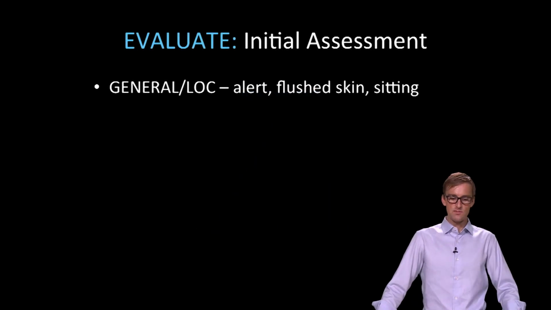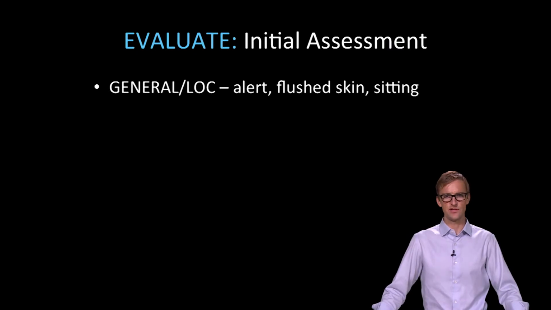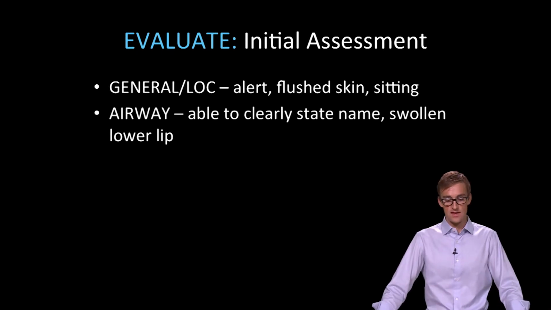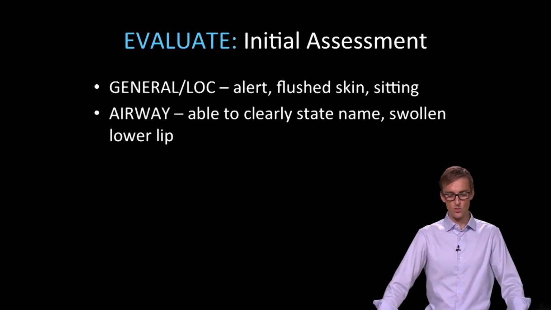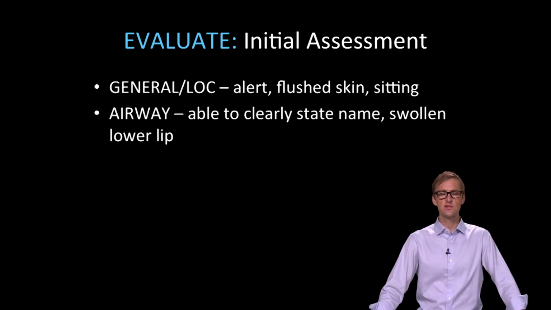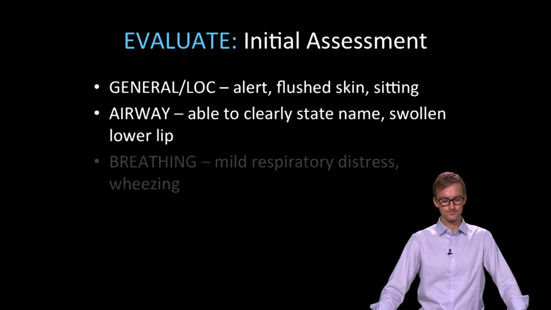So our evaluation begins with assessment of his general appearance and with his level of consciousness. We will then quickly move on to assessment of the A, B's, and C's, intervening wherever abnormalities are found. So for him, we notice that he's alert, but has flushed skin and is sitting upright. His airway, when we're assessing it, we ask him to state his name, and he's able to do so clearly, but we do see some swelling of his lower lip.